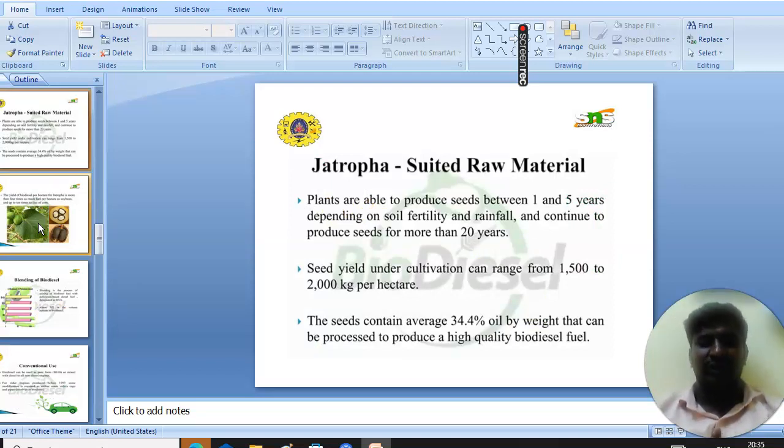The most widely used raw material for biodiesel is jatropha. The plants are able to produce seeds between 1 and 5 years, depending on soil fertility and rainfall, and continue to produce seeds for more than 20 years. Seed yield under cultivation can range from 1500 to 2000 kg per hectare. The seeds contain an average of 34.4 percent oil by weight and can produce a high quality biodiesel fuel.